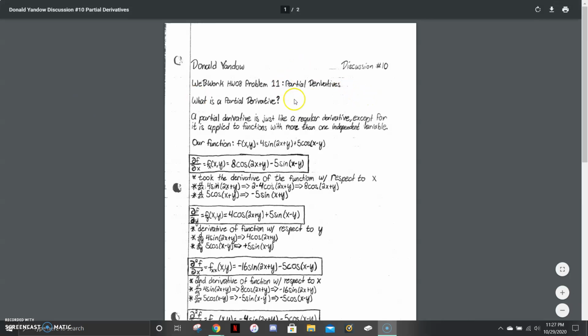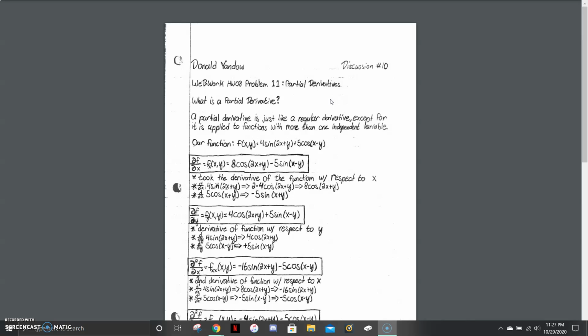So today I'm going over partial derivatives, more specifically WeBWorK Homework 8, Problem 11. So first we're going to start off with what is a partial derivative. A partial derivative is very similar to a regular derivative, except it's applied to functions with more than one independent variable. So for this WeBWorK problem, we had to find multiple partial derivatives of the function given, which was 4 times the sine of 2x plus y plus 5 times the cosine of x minus y.